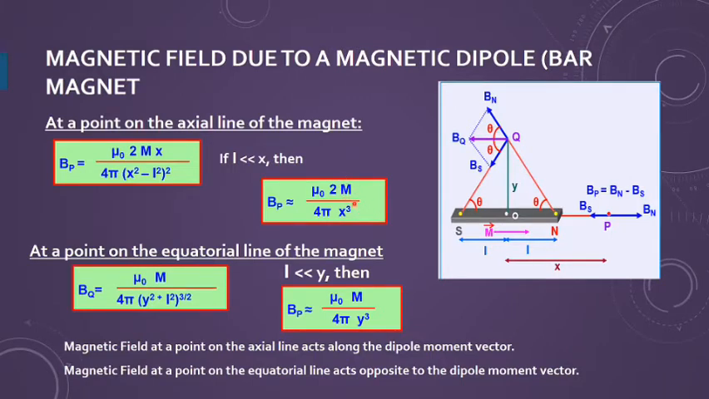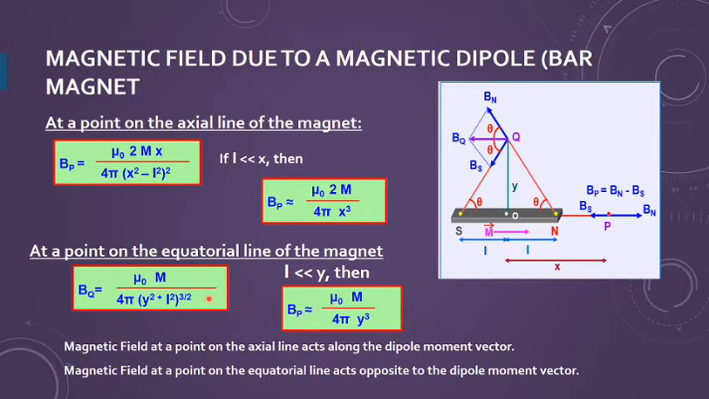Capital M here is the magnetic dipole moment. Equatorial line means I have taken the point Q. Then, similar to the derivation of electric field, you can find B_N and B_S. You can find the resultant vector, which comes in a direction opposite to the magnetic dipole moment. Magnetic dipole moment is acting from south to north, but this magnetic field is coming in the opposite direction, which means N to S. So I can put either the negative sign here, or simply write the magnitude.